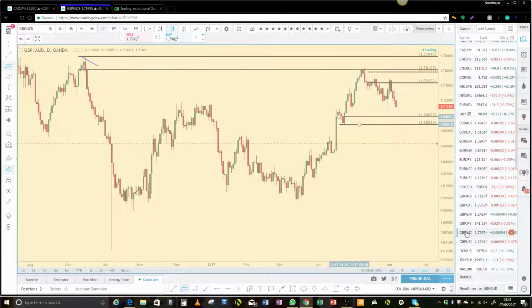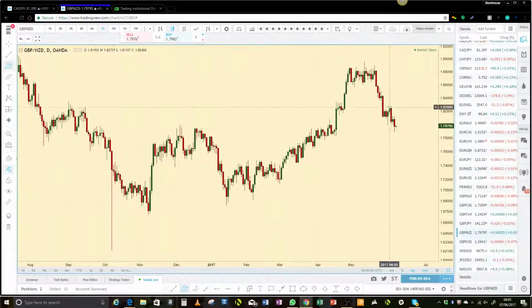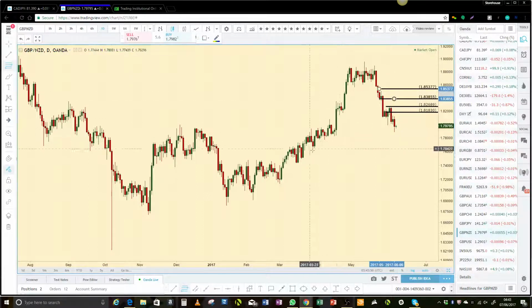Pound New Zealand, don't want to keep you guys too long, and we have supply up in there now. We have supply up in there. There's no quality demand down in here, so the potential for this short to continue working is quite high.